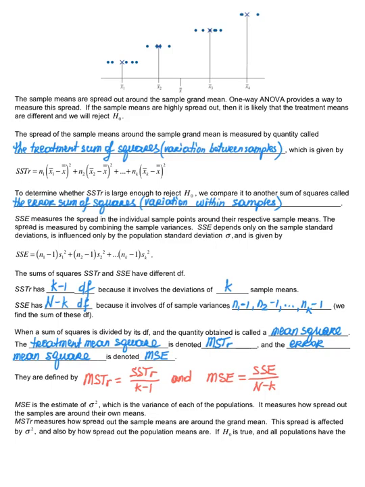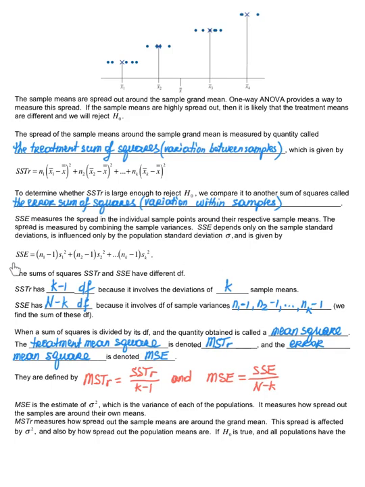To determine whether SSTR is large enough to reject the null hypothesis, we compare it to another sum of squares called the error sum of squares. That number measures the variation within each individual sample. SSE measures the spread of the individual sample points around their respective sample means. The spread is measured by combining the sample variances. SSE depends only on the sample standard deviations, is influenced only by the population standard deviation sigma, and is given by the following expression.